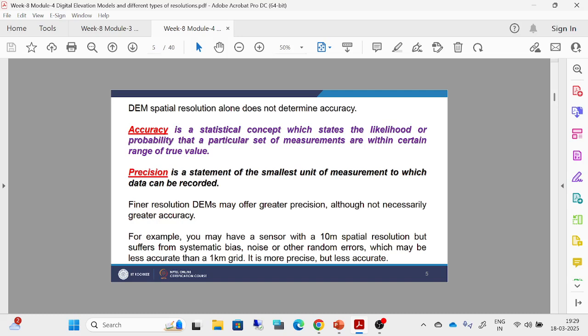So for example, you may have a sensor with a 10-meter spatial resolution, but if it suffers from some kind of errors like systematic bias, noise, or some problem because of the angle at which that image was taken or the time at which it was taken, some problem may be there. So it will not be accurate. It may not be accurate, but it will be precise. Whatever is there is represented, but certain parameters may not be correct.